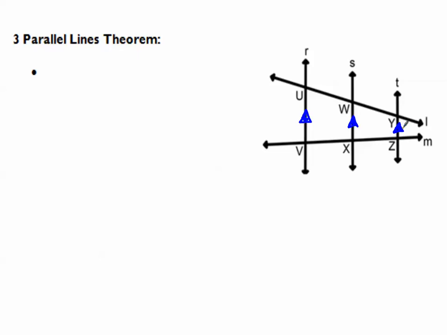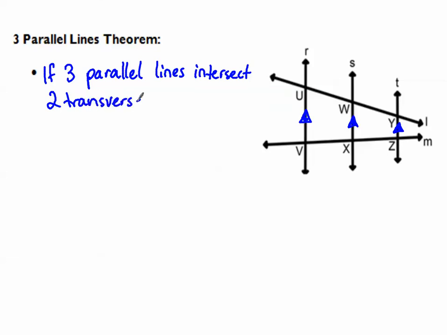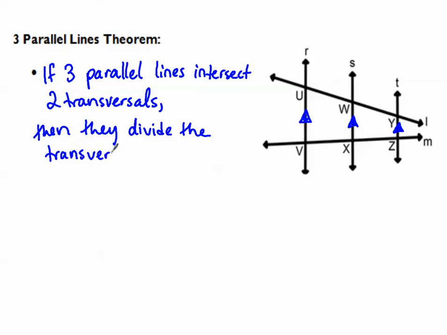If three parallel lines intersect two other lines, we'll call them transversals, then they divide the transversals, those lines they crossed, proportionally. So we can make proportions. If we've got parallel lines crossing, we can make proportions.